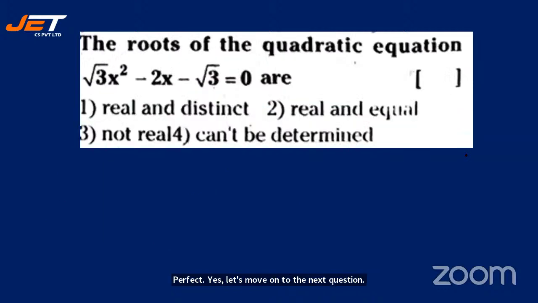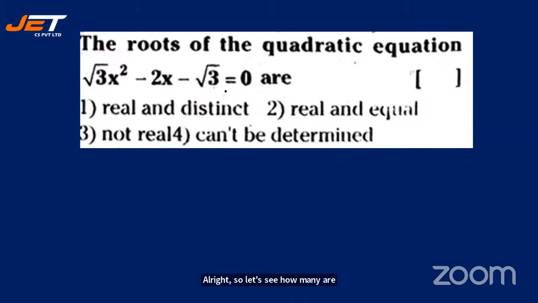The roots of the quadratic equation root 3x square minus 2x minus root 3 is equal to 0 are. Is it real and distinct, or is it real and equal, or is it not real, or it cannot be determined? All right. So quickly give me the answer. This does not require frankly saying anything to be worked out. You just have to see and give me. Quickly just go through it and give me the answer. All right. So let's see how many are giving me the right answer.